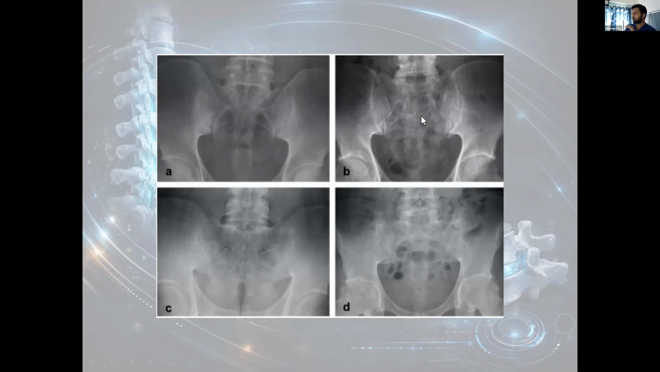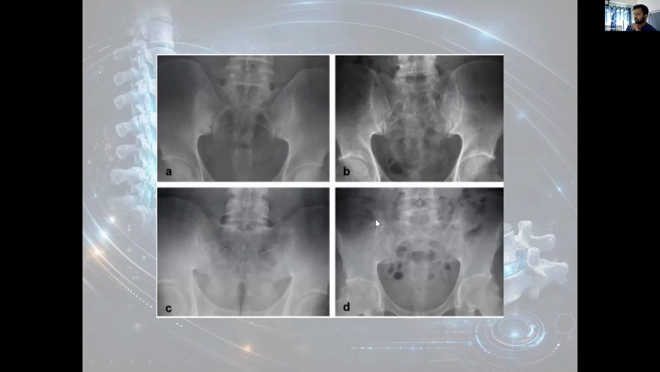In the next, grade 2, you will see there are some erosions also, and there is a significant sclerosis, and the joint line is also very narrow. And in grade 3, in some places due to the joint erosion, there will be widening of the space. That widening of the space is most important for grade 3, and you can see the significant sclerosis. And in some places you can see the joint is partially fused also.